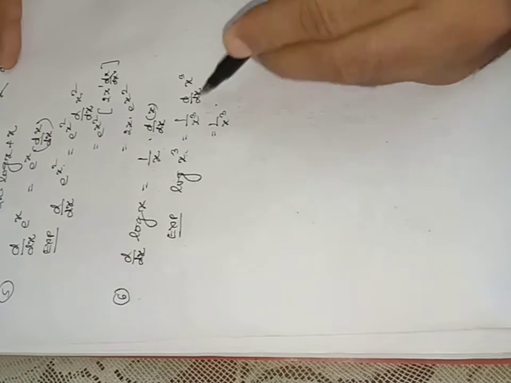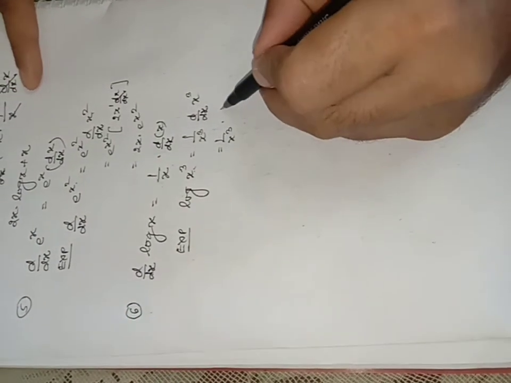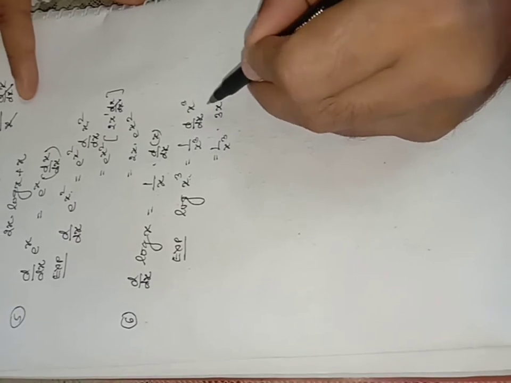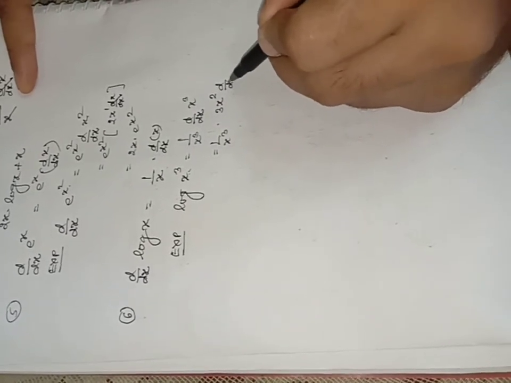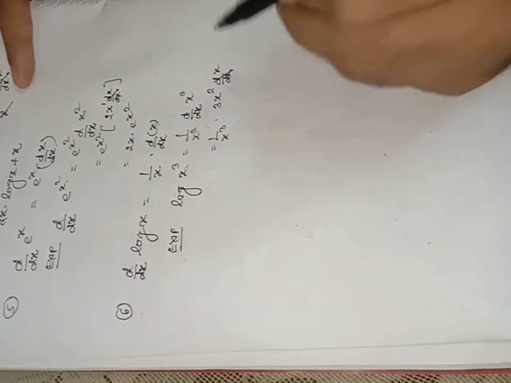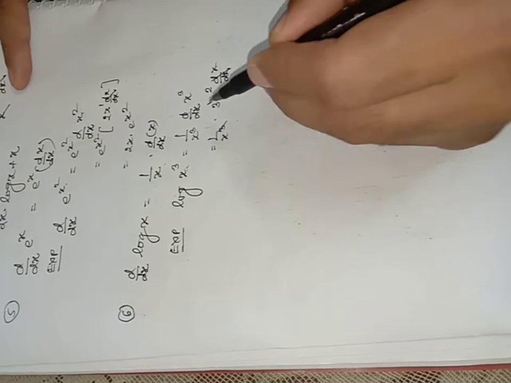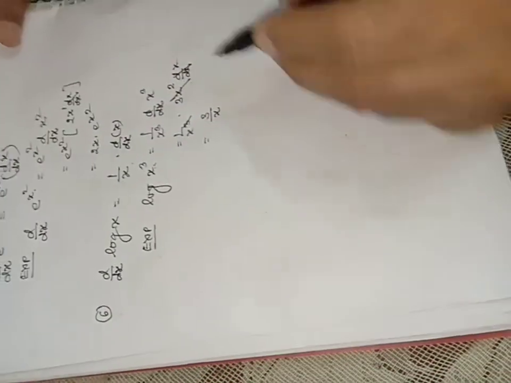Now again differentiate x cube with respect to x. Use the x power n formula here. It becomes 3x power 3 minus 1, that is 2, then d by dx of x. And if we see here, x remains x, so it gets cancelled. x square cancelled with this. And so our answer is 3 by x.